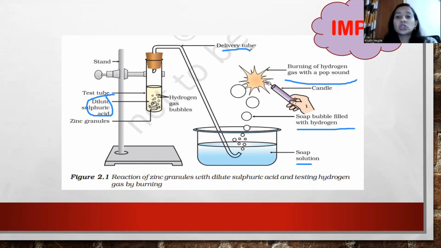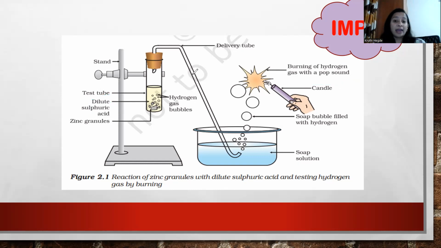Got it? So you should remember the diagram. Don't get confused with the diagrams. Whichever diagram I'm telling, it's important. You need to practice them. You need to draw them and practice so that it will become easy during exams.